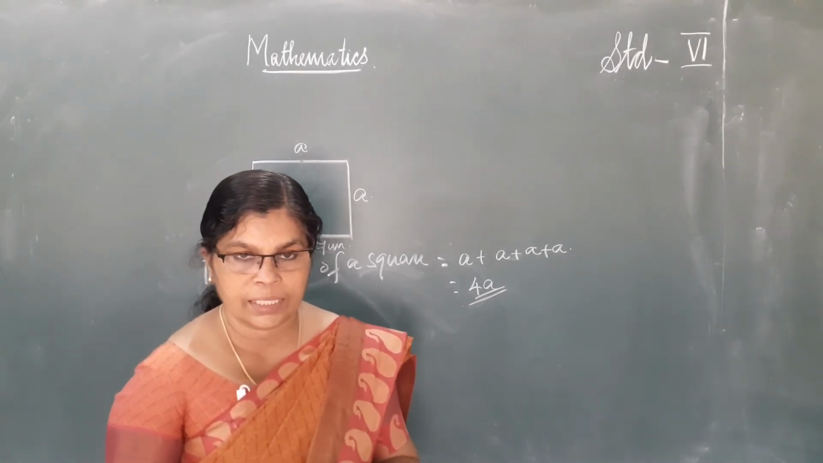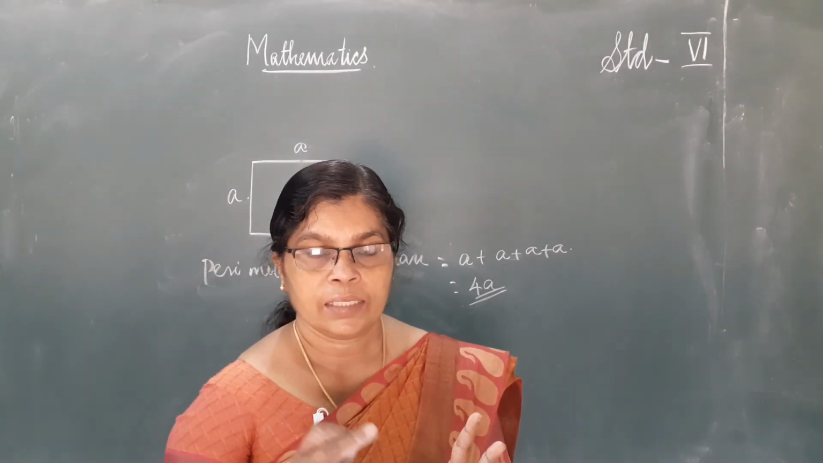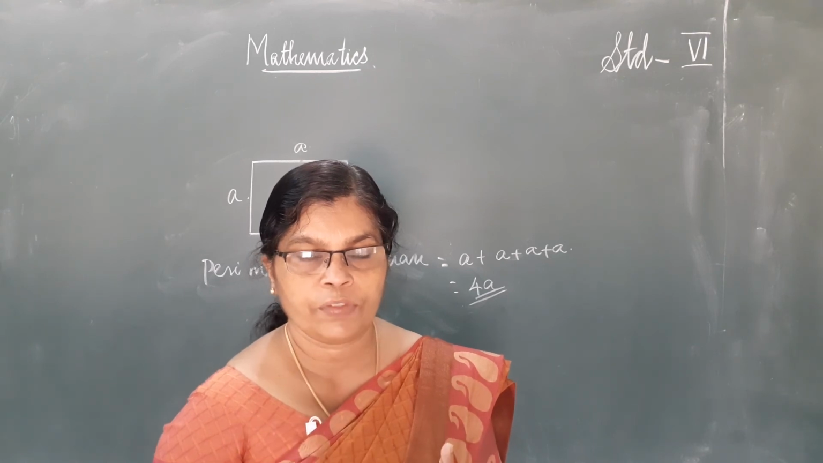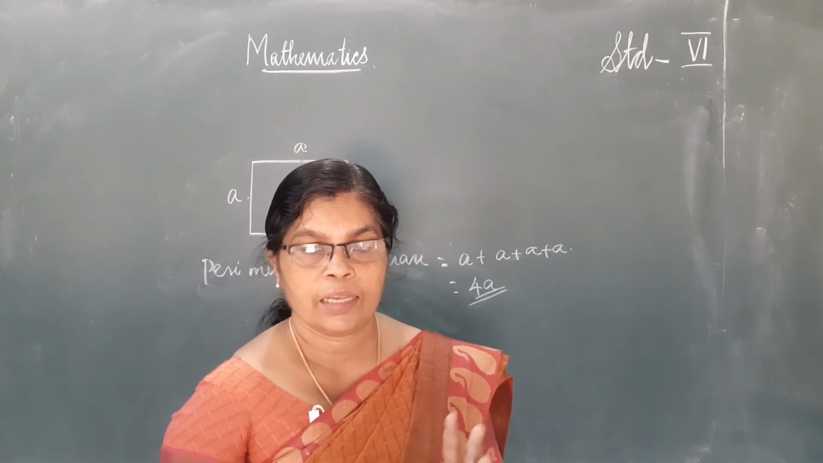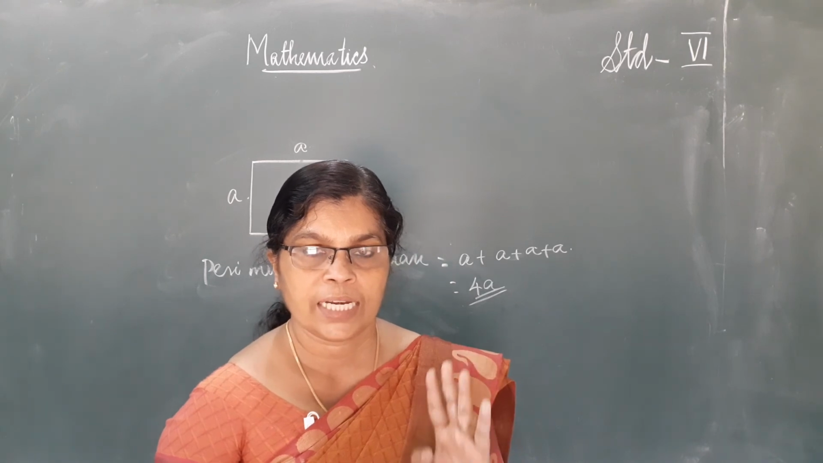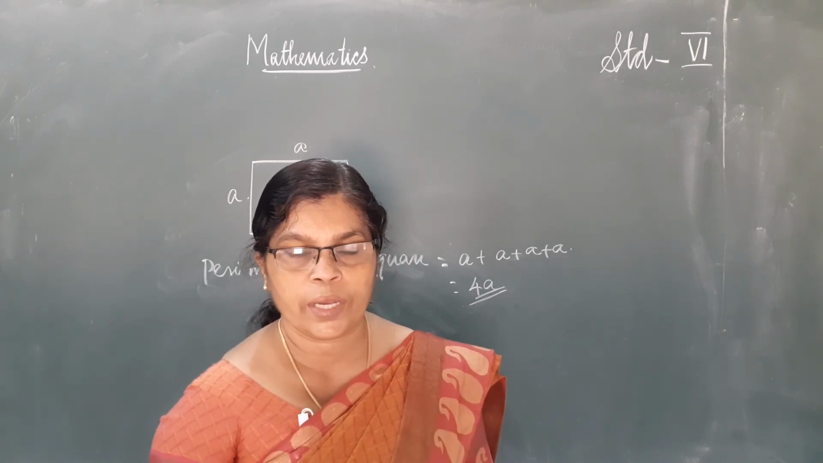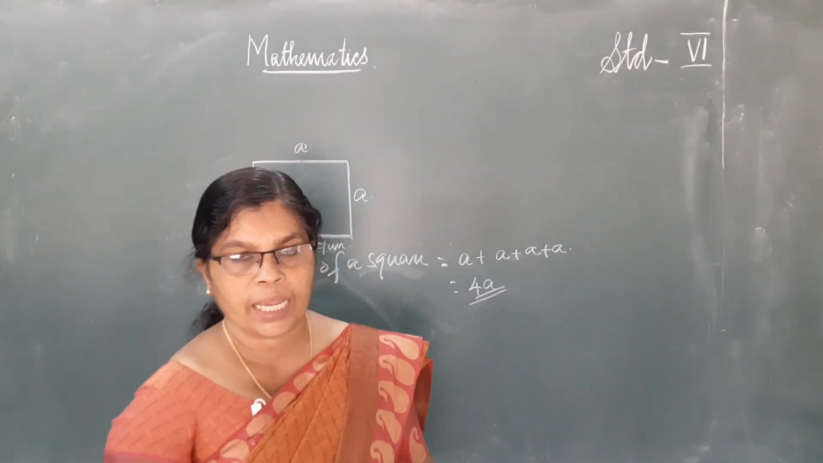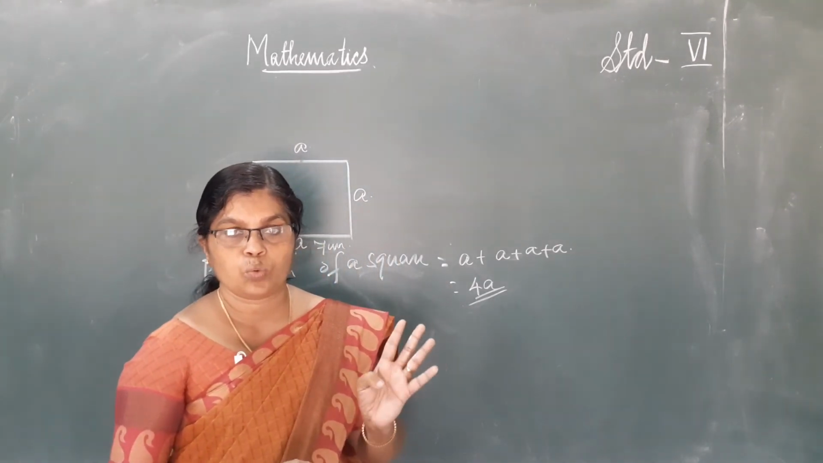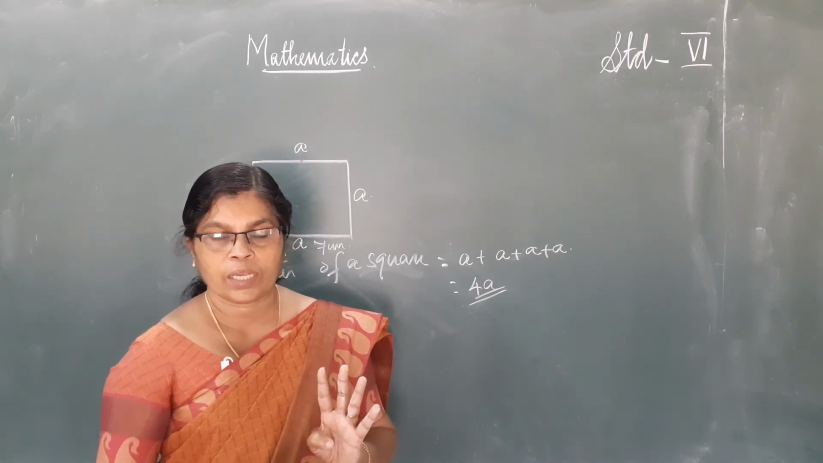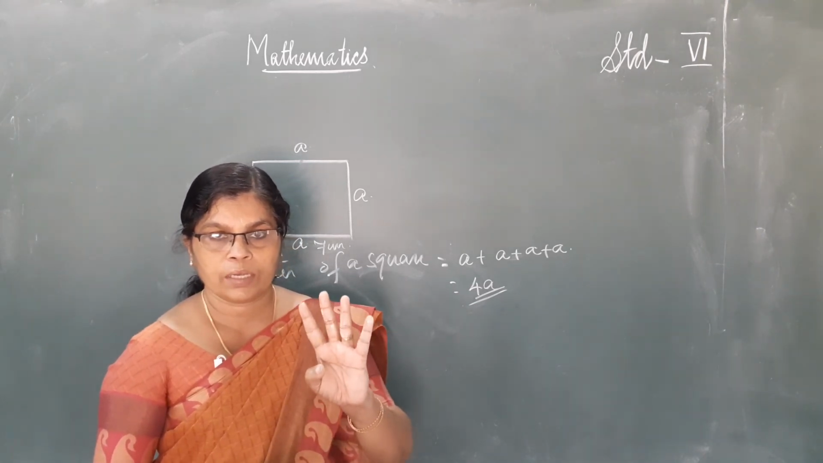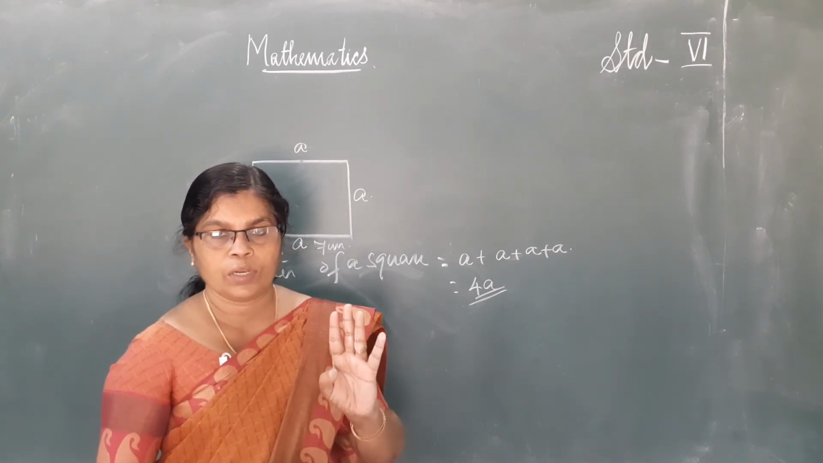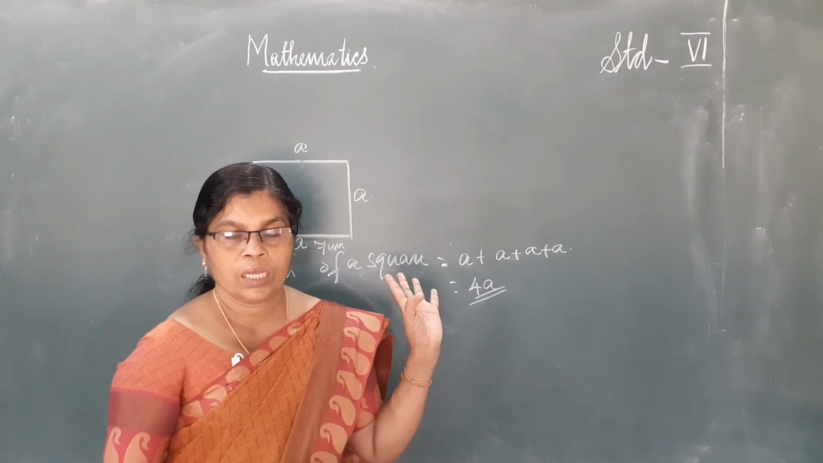So now we have studied the perimeter of a triangle. If all the sides are equal, the perimeter of the triangle is 3A. Then if in a square a side is A, what will be the perimeter of the square? The perimeter of a square is 4A. Then what is the perimeter of a rectangle? The perimeter of a rectangle is 2 into (L plus B). Okay. So we have studied the perimeter of 3 figures, that is triangle, square and rectangle. I hope it is clear. Now let us do the problems based on this formula.